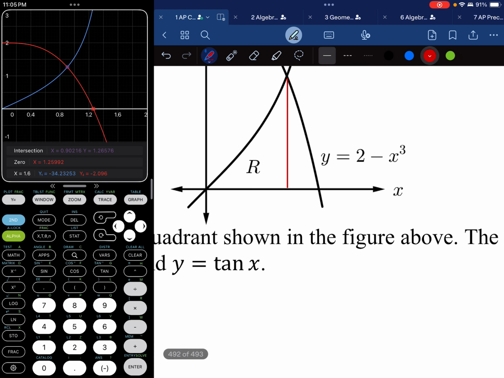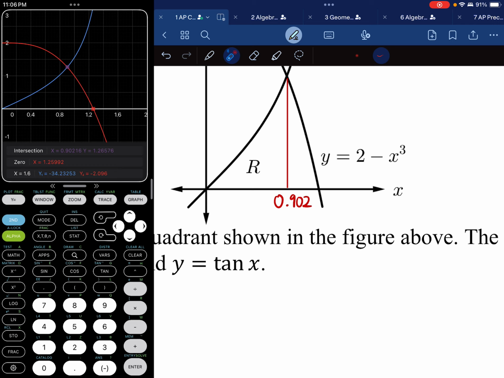I'm going to write this down in my notes as well. It's going to be 0.902. And then I need to find the next x-intercept over here. And my calculator is so smart that it already found the x-intercept. It says the 0 happens at 1.2599.